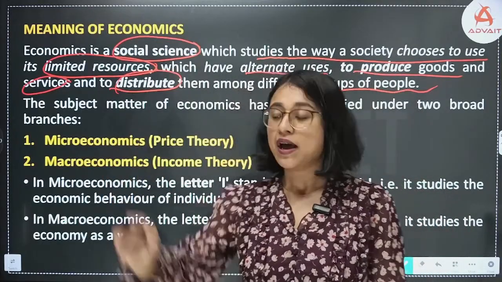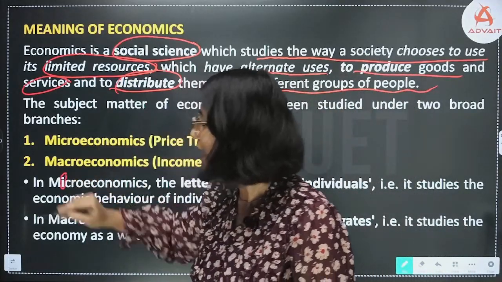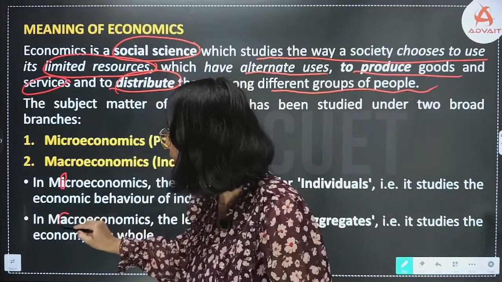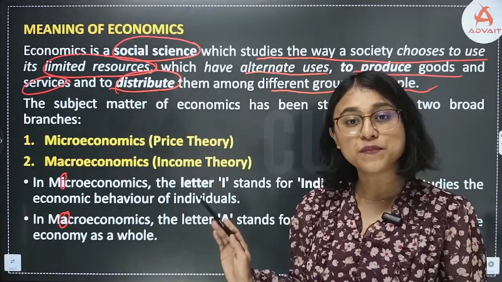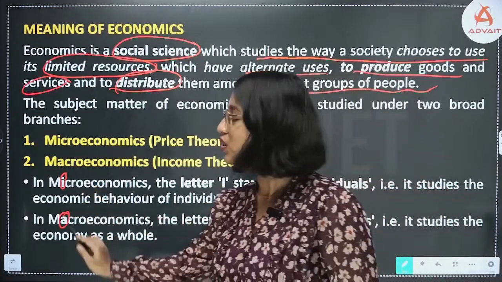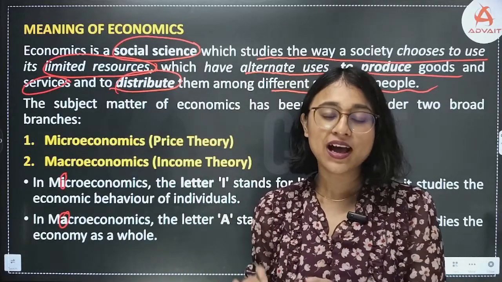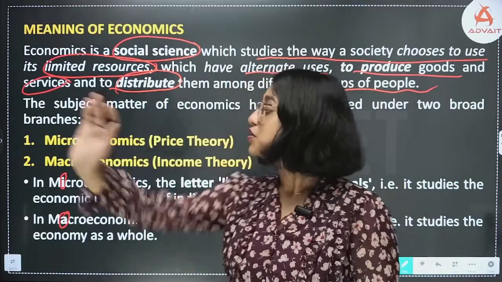Now let us understand that the subject matter of economics is divided into two branches, microeconomics and macroeconomics. In microeconomics, what comes right after the M? There is an I, notice. In macroeconomics, what comes right after the M? There is an A. The whole difference comes from these two letters in microeconomics and macroeconomics, everything else remaining constant. Clear?